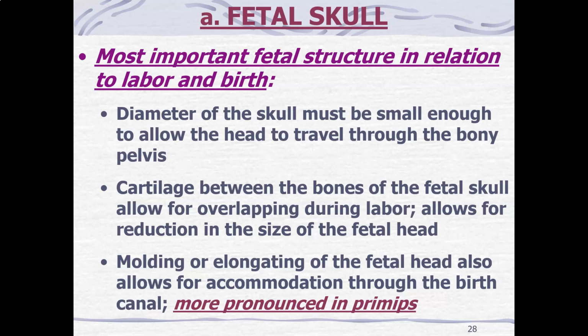So the bones, the skull of the fetus, are not fused together so that those bones can overlap each other and allow for passageway through the pelvis. Right? Molding or elongating of the fetal head also allows for accommodation through the birth canal. And this molding or elongation of the head is more pronounced in primates. If you don't remember primates, go back to one of those early lectures when we talked about definitions.